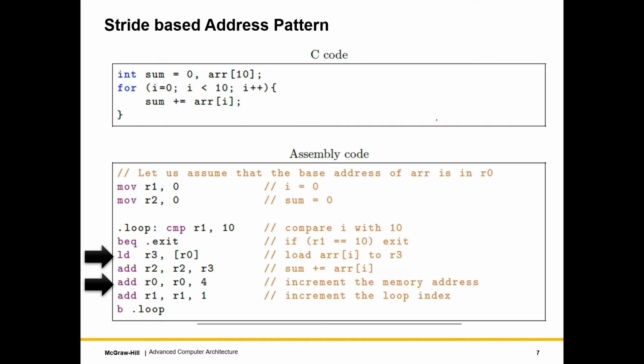Let us now look at a different kind of predictor called a stride based address predictor. In this case, let's take a look at the C code first. The C code is doing something rather simple. It is just taking an array of 10 elements and adding all the 10 elements and producing a sum. So we have sum plus equal to array[i], where i is varying from 0 to 9. So we are adding the first 10 elements.